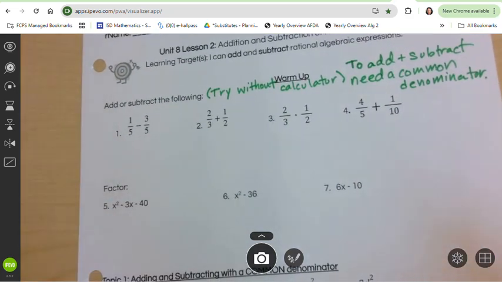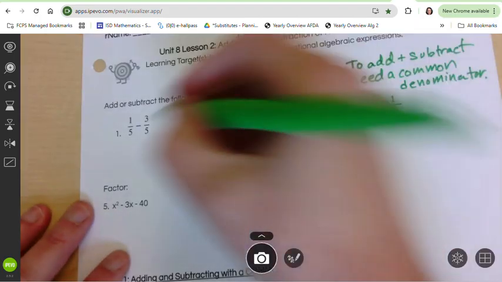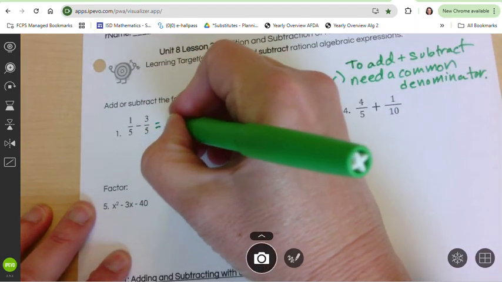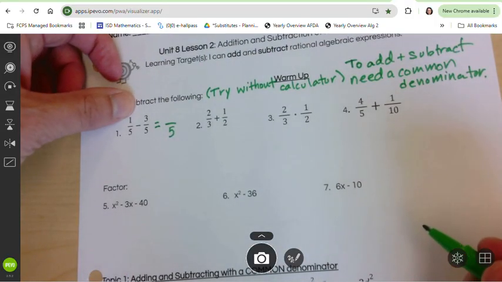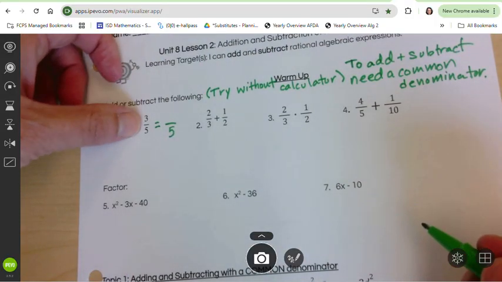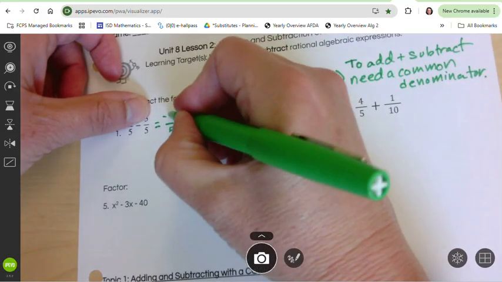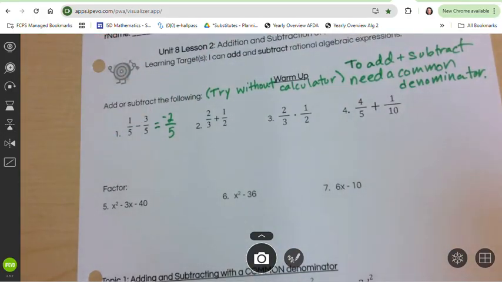So in number 1, we're in luck because we have a common denominator. You keep your denominator. So we keep the 5. And we just subtract the numerators. So we have 1 minus 3, and you get negative 2. Questions on that one?